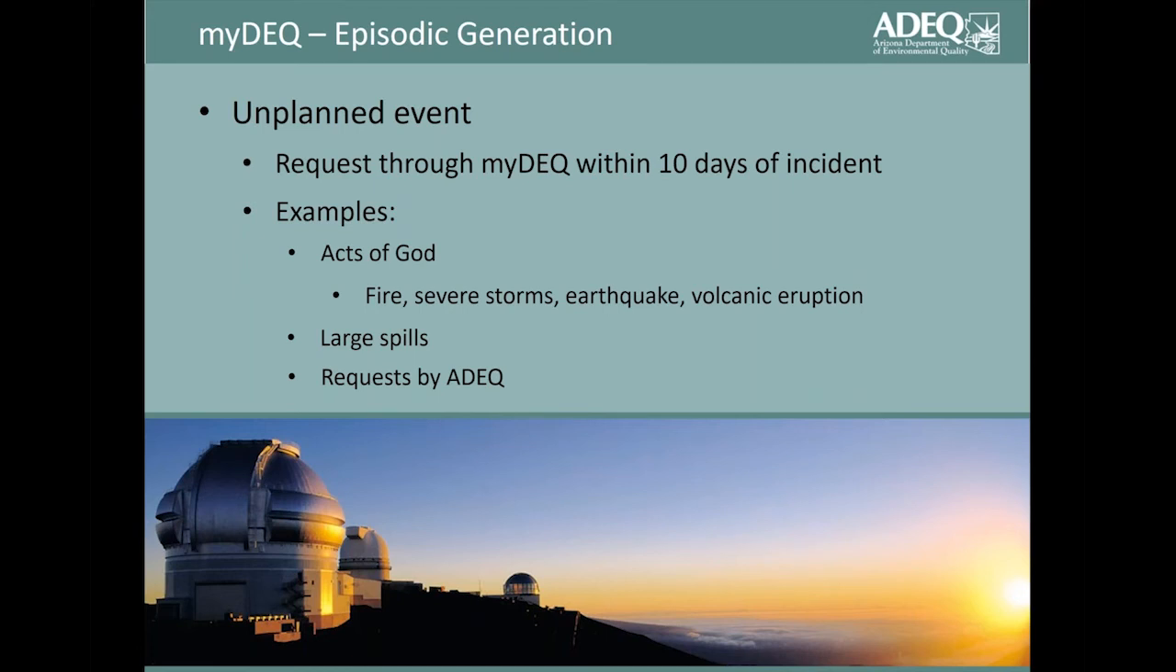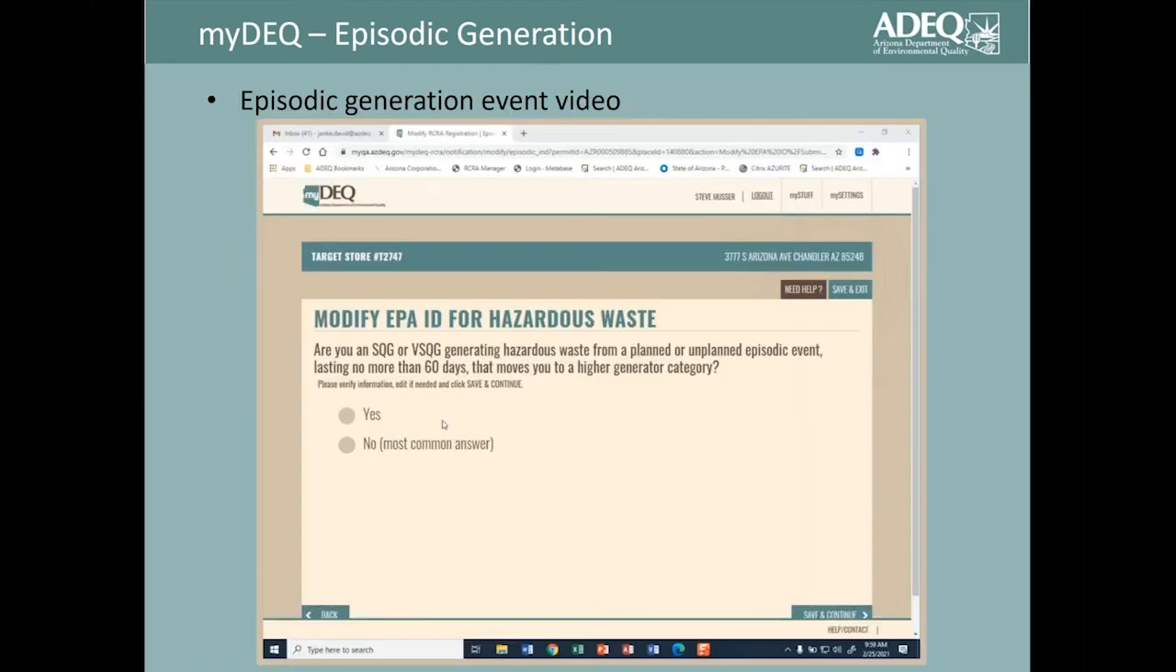As I said before, unplanned events need to be reviewed by MyDEQ management to make sure they fit the requirements of an unplanned event. So they're a little bit harder to get. So what does the episodic part of MyDEQ path look like and function like? Well, normally you would click no on this part of the modification path, but in this case, we're going to click yes.